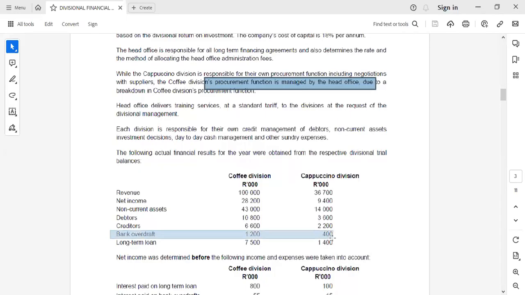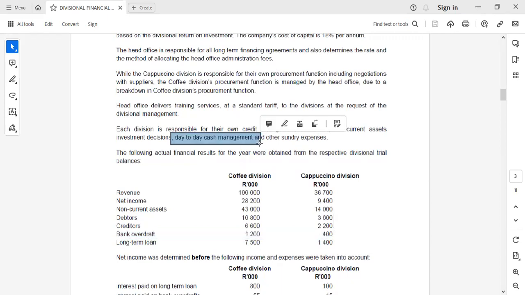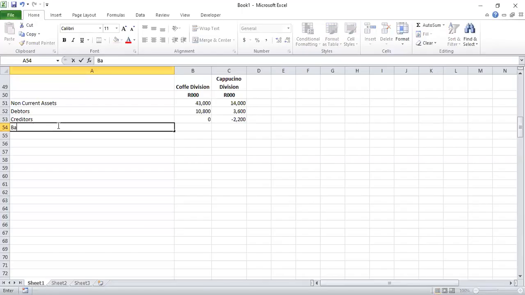Bank overdrafts, we're going to include them because we're told that each division is responsible for their day-to-day cash management. So whether it's a positive or a negative balance, it will be included in their controllable investment. Since it's an overdraft, it's a liability, therefore we subtract.